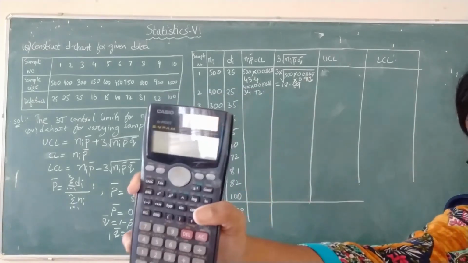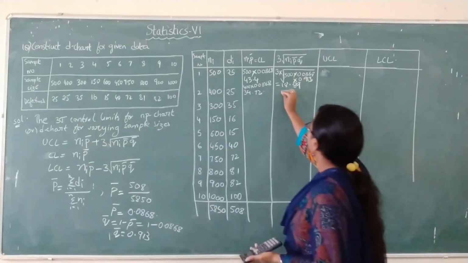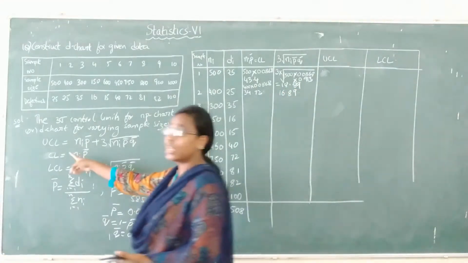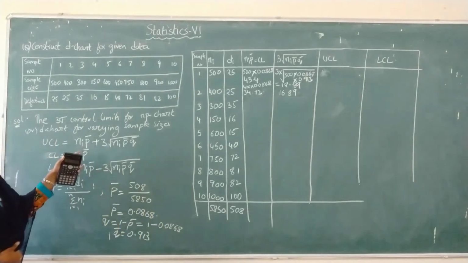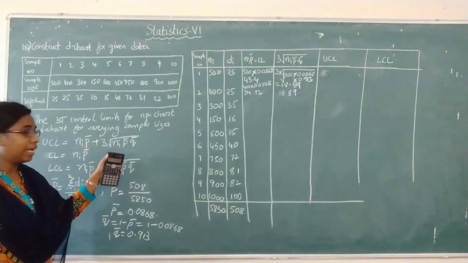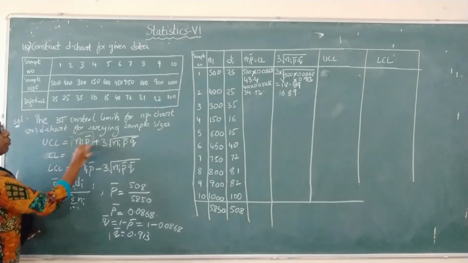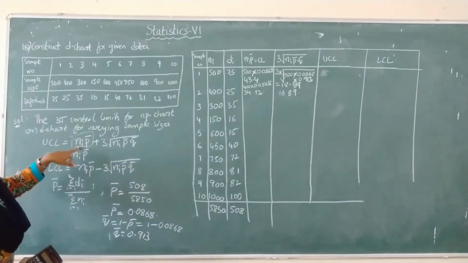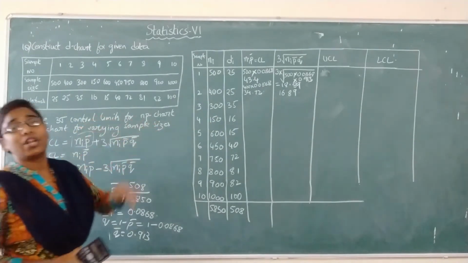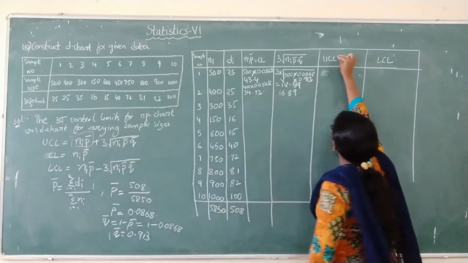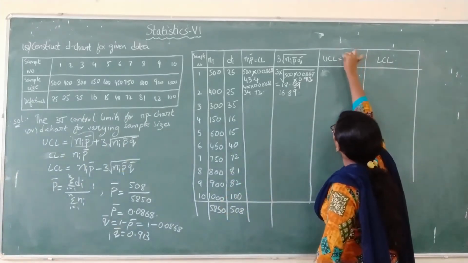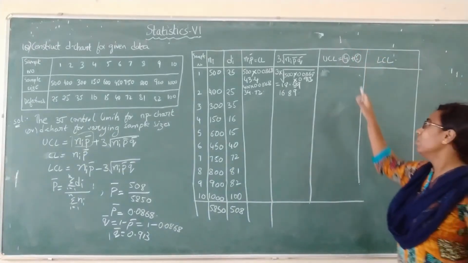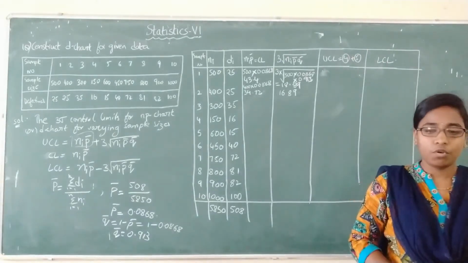16.89. So this is the second value. Now, what is the UCL? UCL is n P bar plus 3 into under root n P bar Q bar. You have this value in your column 4 and this value in column 5. So how do you get the UCL? UCL equals column 4 plus column 5. You have to write the complete formula. For understanding purposes, I said column 4 plus column 5.